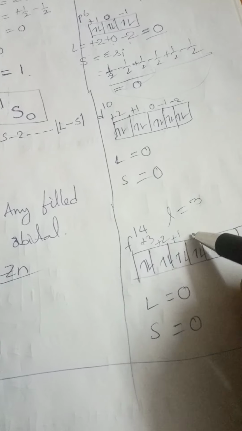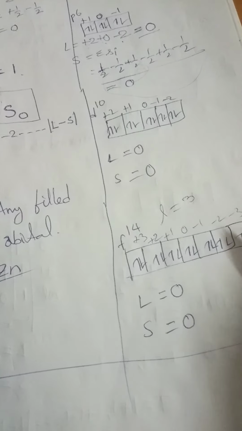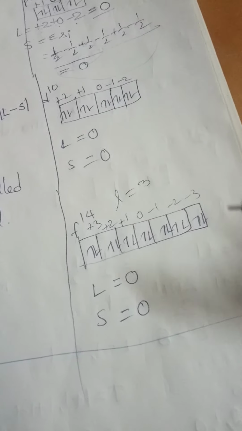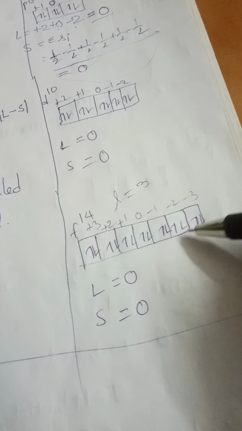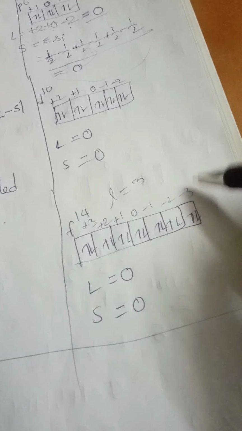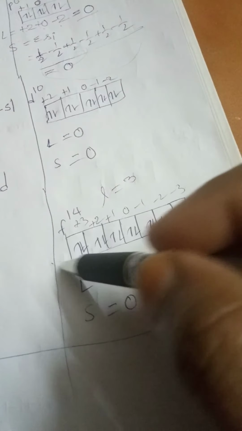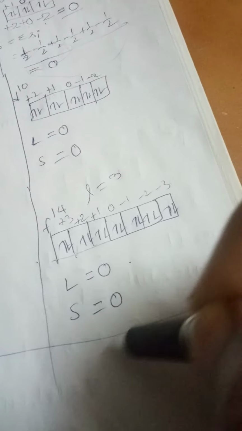Again the f orbital also. In the f orbital the L value is 3. So we write plus 3, plus 2, plus 1, 0, minus 1, minus 2, minus 3. If you calculate, 2 electrons into plus 3 is plus 6, plus 4, plus 2, and 0, and minus 2, minus 4 and minus 6. So again all are cancelled, and the L value is also 0. For the S value, plus half and minus half cancel; each filled orbital is nullified. So the S value is also 0.